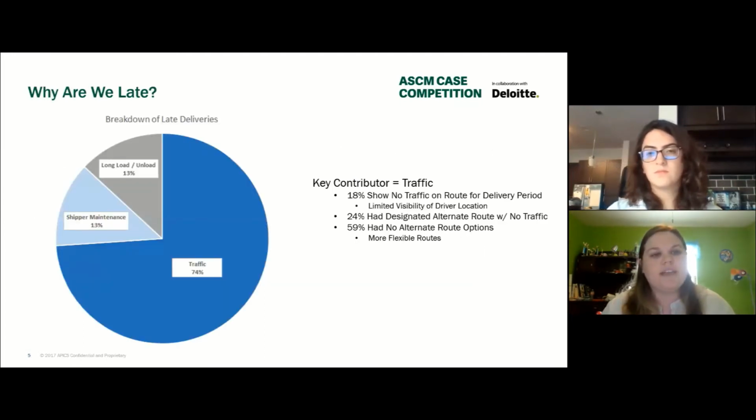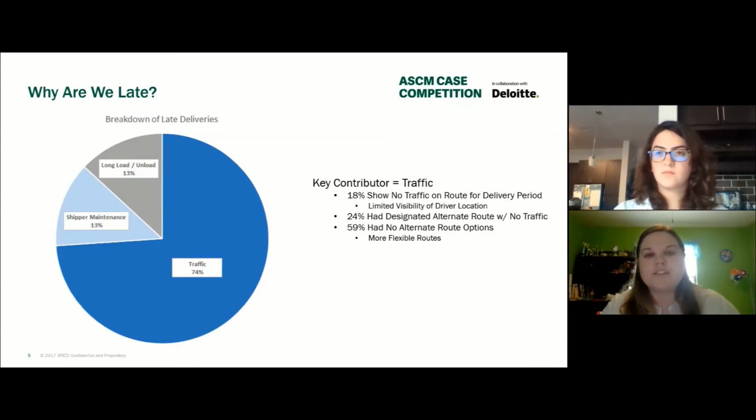And then we wanted to look at why we are late. So a key contributor here is traffic. 18% of the traffic-late identifications by drivers did show no traffic on the route that they were to be utilizing for the delivery period. So this let us know that we have limited visibility of driver locations. We need to be able to monitor that a little bit better.